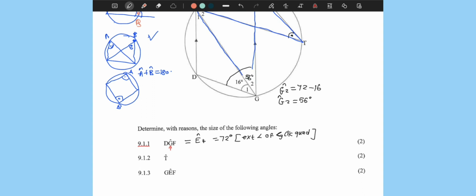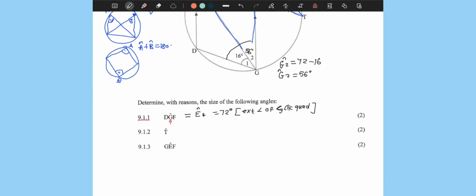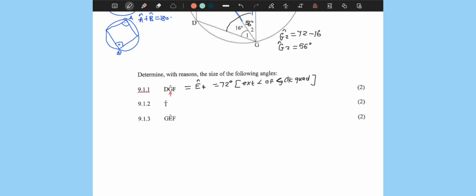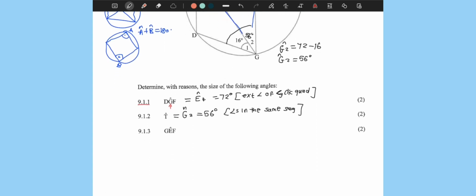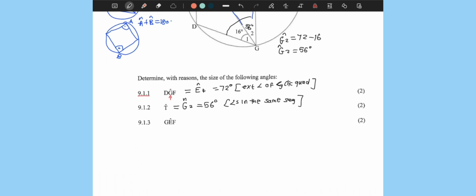Because we proved already that this G2 is equal to T, the angle T that we are looking for is going to be 56. The reason being, these are angles in the same segment. So T is equal to G2, which is equal to 56 degrees, because angles in the same segment. Right, done.